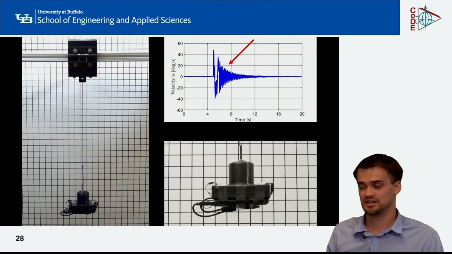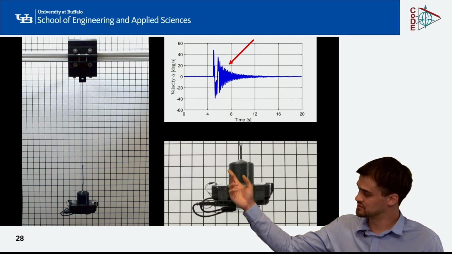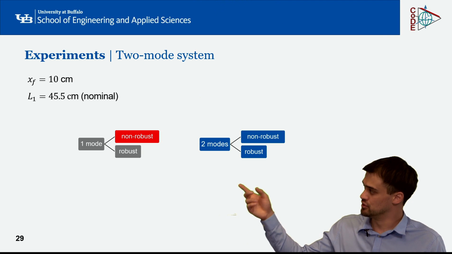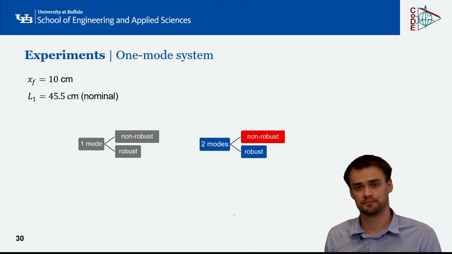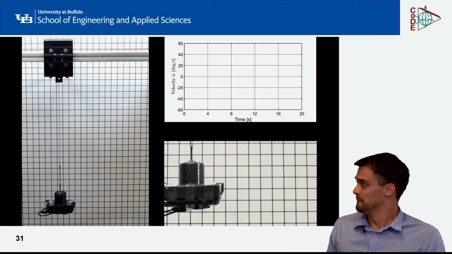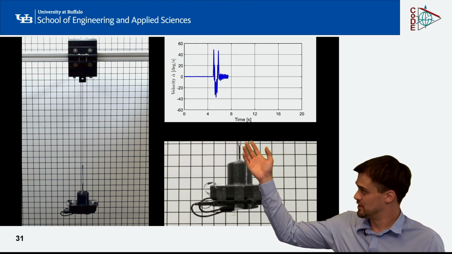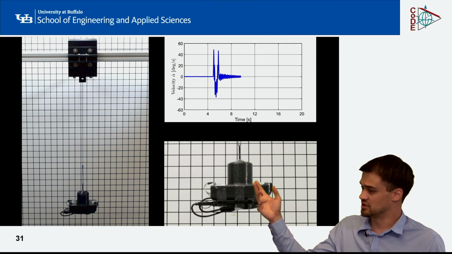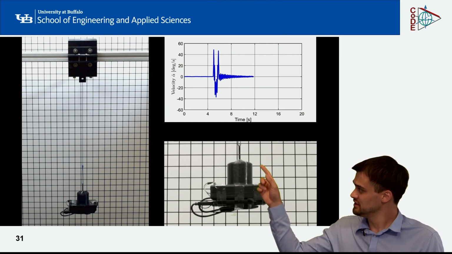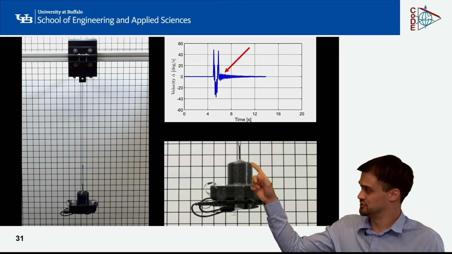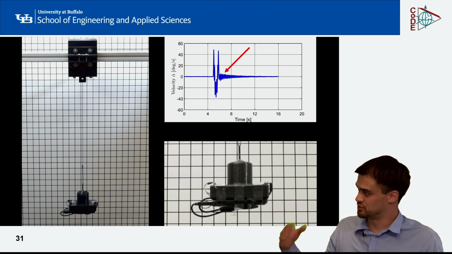Now let's go ahead and apply, instead of the one mode non-robust controller, a two mode non-robust controller. How would this look like? You can see that right after the maneuver, both modes are cancelled. However, there's a little bit of remaining oscillation after the maneuver. And we would like to get rid of that.